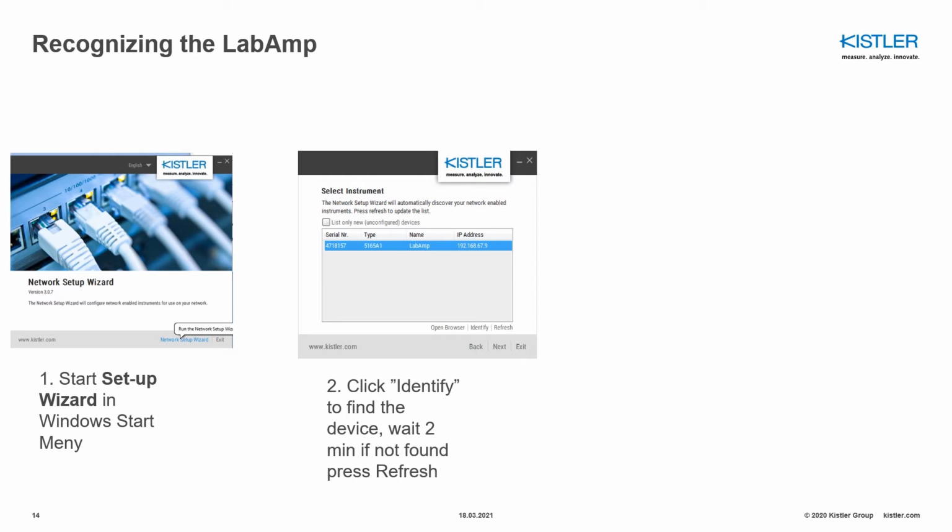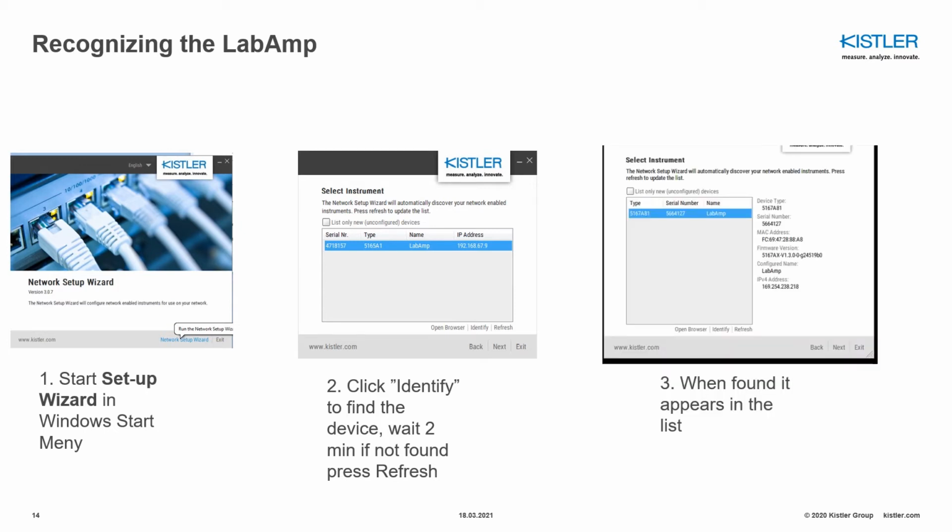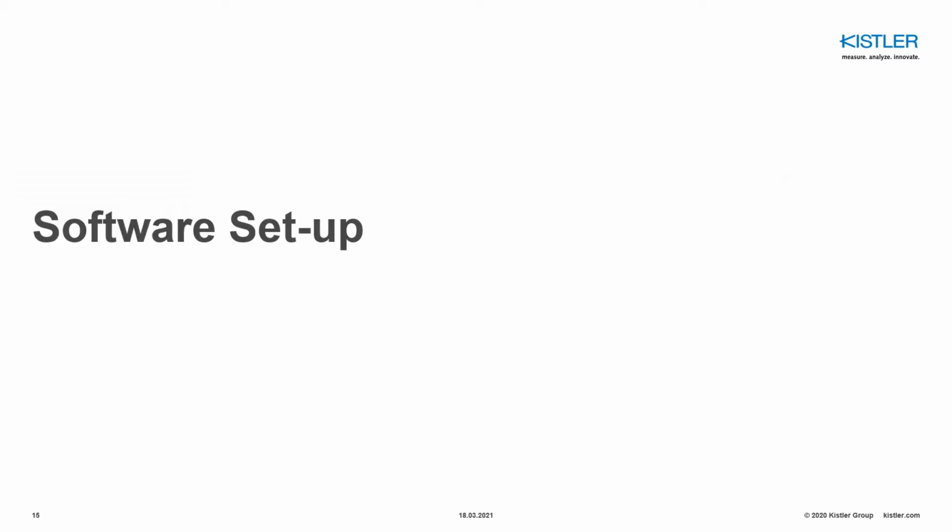You need to click the identify button here. Sometimes you need to wait around 2 minutes and press the refresh button. Sometimes you need to repeat this procedure, identify and refresh. When it is found, you will see that it appears in the menu here with an IP address. Then it means that there's a connection between the computer and the LabAmp. So let's go to the software setup.